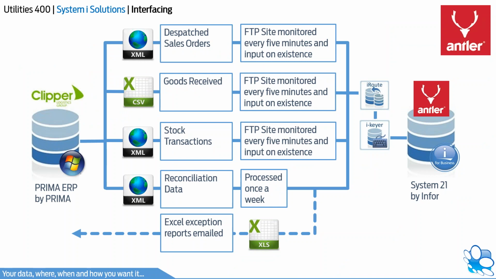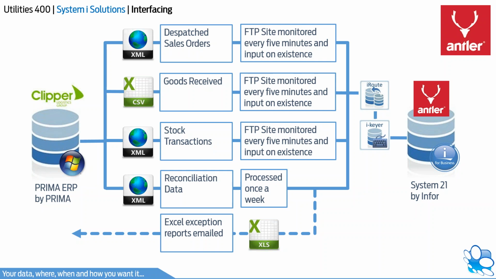Clipper use a Windows-based ERP that exports these sales orders as XML and transports them to the sales orders FTP at Antler. On arrival, iRoute will pick up the XML, pass the data to the IBM i, and we trigger our virtual terminal IKEA to input this data into System 21 using the green screens. This and all the processes you've seen here are done automatically.